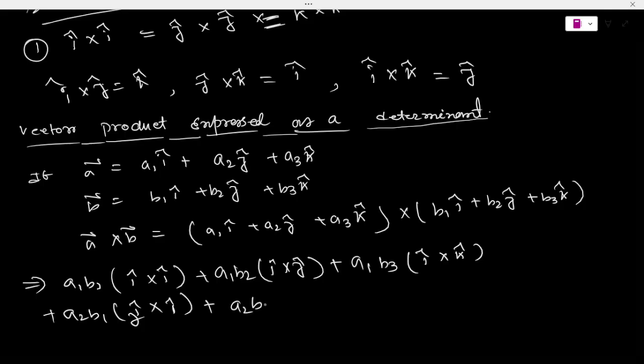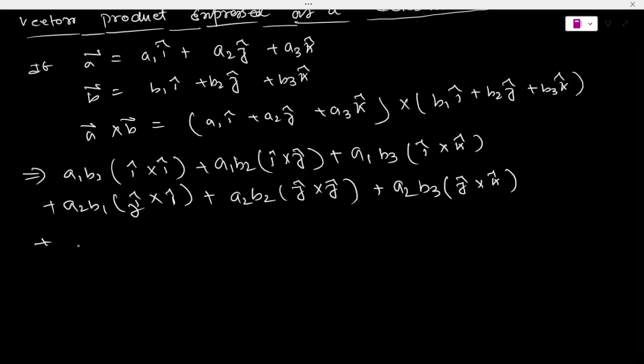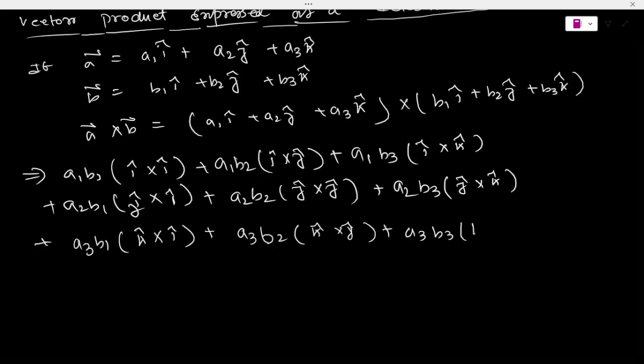plus a2 b2 j cap cross j cap, plus a2 b3 j cap cross k cap, plus a3 b1 k cap cross I cap, plus a3 b2 k cap cross j cap, plus a3 b3 k cap cross k cap.